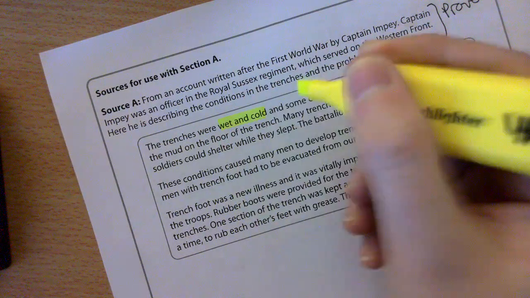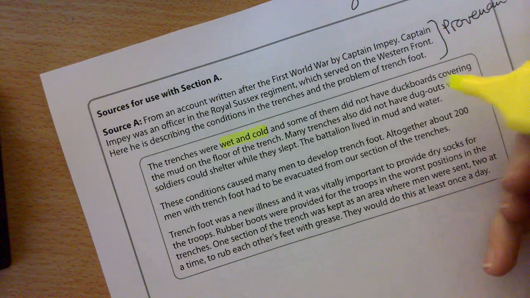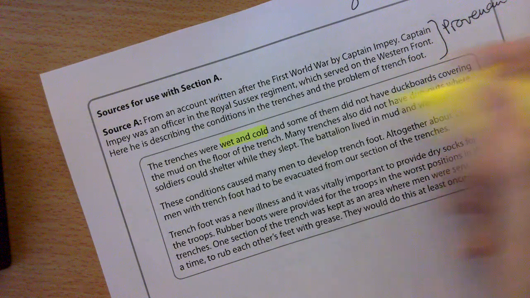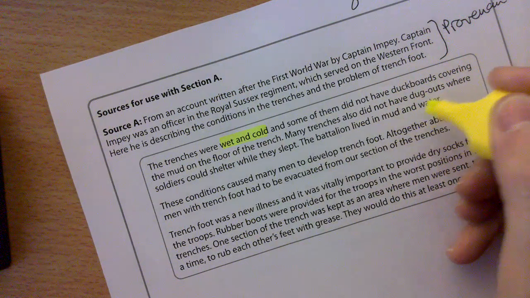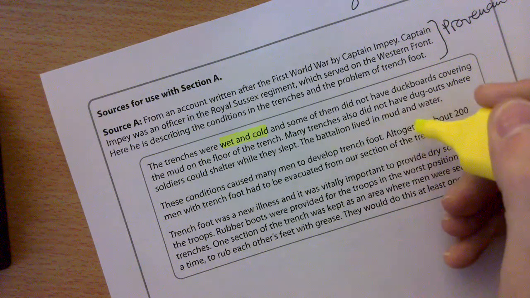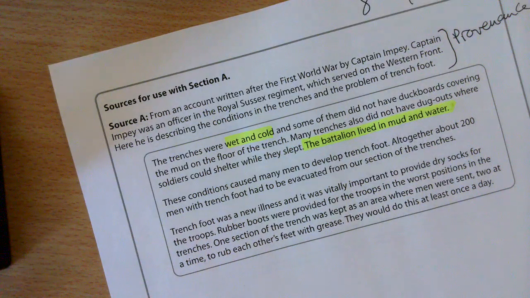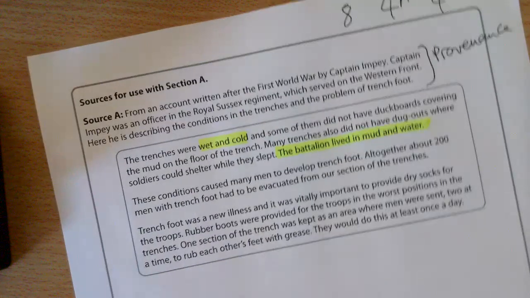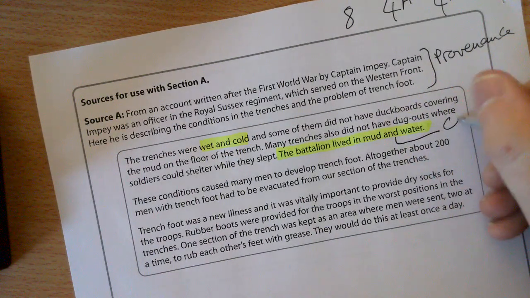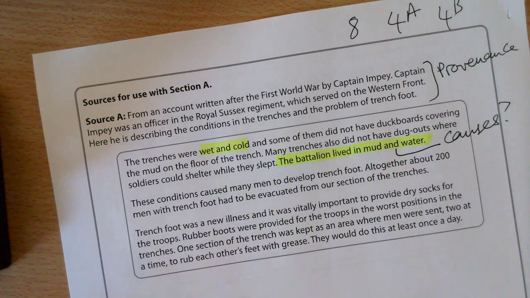Okay, wet and cold, that might link to trench foot. And some of them did not have duckboards covering the mud on the floor of the trench. Many trenches also did not have dugouts where soldiers could shelter while they slept. The battalion lived in mud and water. Okay, so they're in mud and water all the time. That might potentially tell me about causes. So I'm just going to label that: causes of trench foot, potentially.